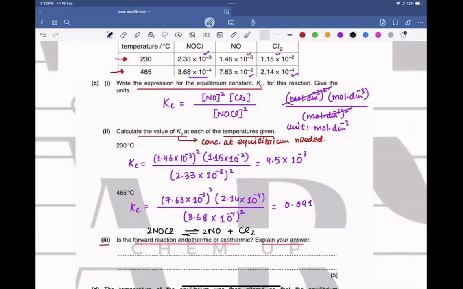Yes, can anyone explain this? Endothermic. Endothermic, why? Because the temperature is increasing and the forward reaction is endothermic. How could you know a forward reaction is occurring? Temperature increase. So if we are increasing the temperature, now we performed the reaction in two conditions, at 230 degrees Celsius and at 465 degrees Celsius. How can you say that the forward reaction is endothermic? Justify your answer if you are saying this.